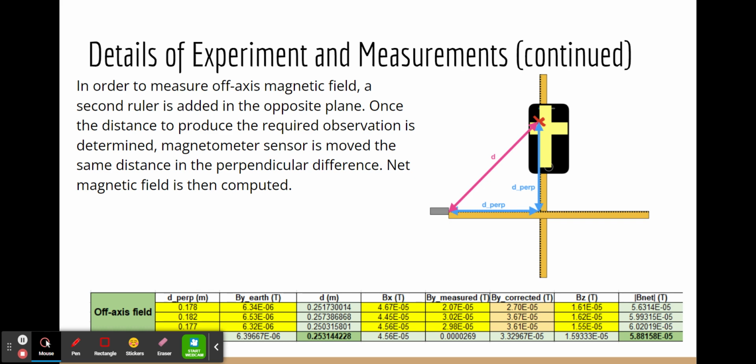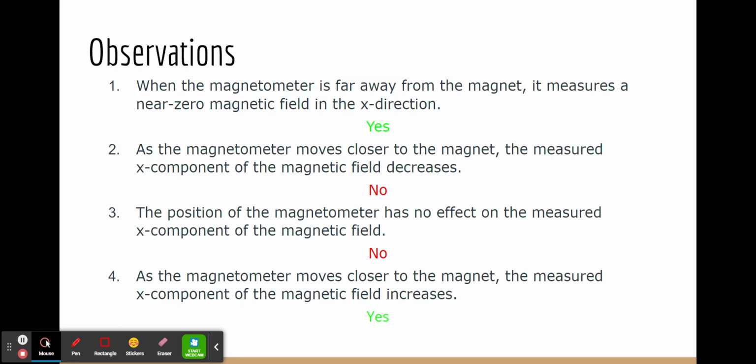was calculated. And the observations of this experiment were that when the magnetometer was far away from the magnet, it measured a near zero magnetic field in the x direction, and I said yes to this. As the magnetometer moves closer to the magnet, the measured x component of the magnetic field decreases. I said no, because as you get closer, it increases the opposite.